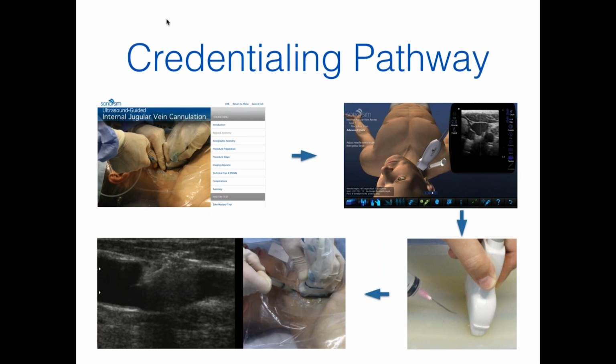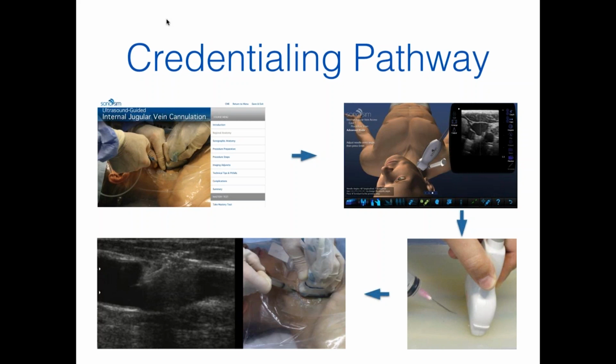In this case, the learners would each have their own user account to SonoSim. They would have to access a course on ultrasound-guided internal jugular vein cannulation. You can see that the content that's covered here includes the regional anatomy, sonographic anatomy, procedure preparation, procedure steps, imaging adjuncts, technical tips and pitfalls, complications, and then it's followed by a test that again is cataloged so that you can document that those users have completed that didactic session. Importantly, they're also earning continuing medical education credits for these didactic sessions if they are not within a training program.